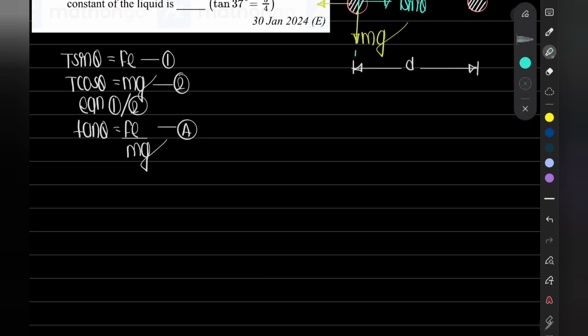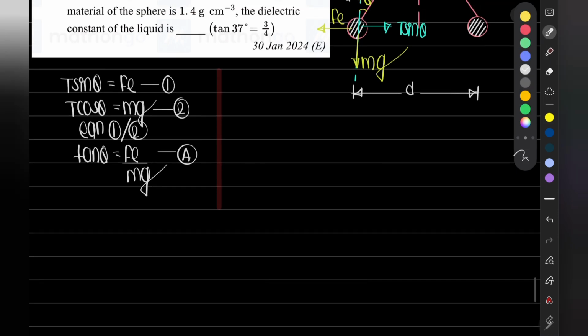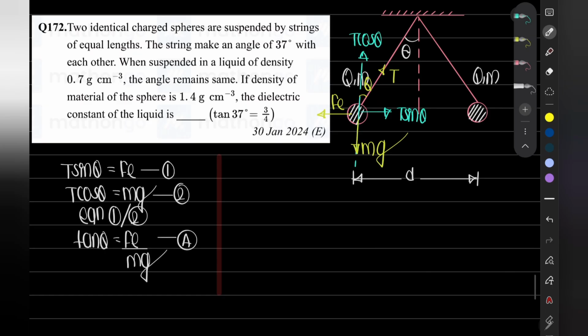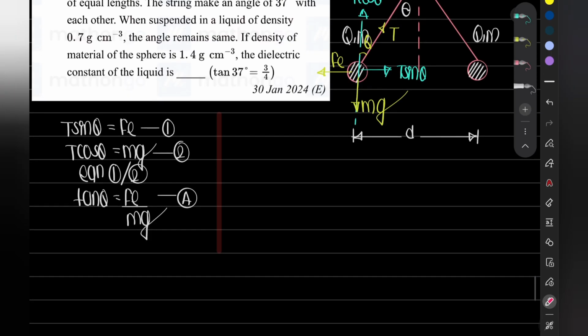Now what is happening after this? After this we are taking the complete setup inside the liquid. What they have given is a liquid whose density is 0.7 gram per centimeter cube. The entire setup is suspended in a liquid of density 0.7 gram per centimeter cube. Now which things will change once I change the medium? So listen, the diagram will be the same as it is.